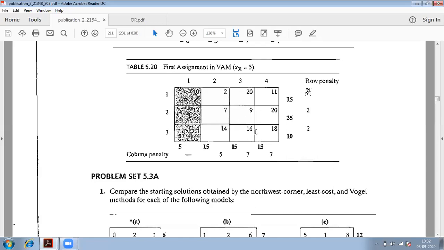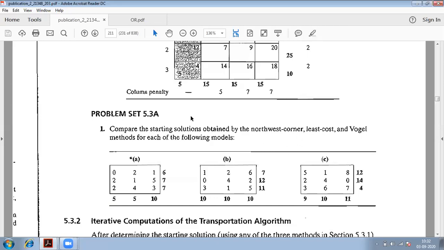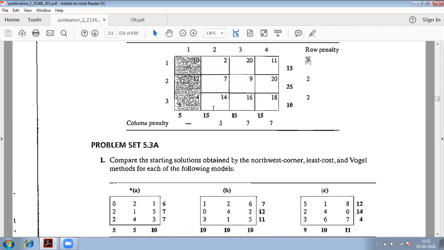9, 20, 16, 18, this is a loop. And what are the things automatically? Again, 9, 20 means 20 minus 9. So maximum 18 minus 6. And again, this is 9 minus 16. You have to identify the penalties.